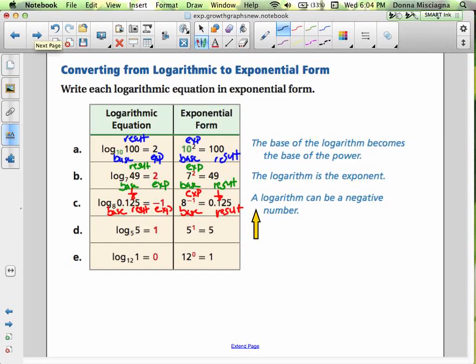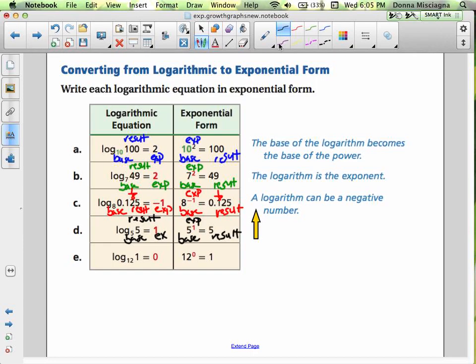Log base 5 of 5 equals 1. This is the base, so you're going to raise 5 to a power, and what you're going to get is 5. If you're getting the same thing, it must mean that the exponent is 1. So our base is 5. We're raising that to the first power because the log is just an exponent, and we get our result, 5. Anything raised to the first power is the same thing.